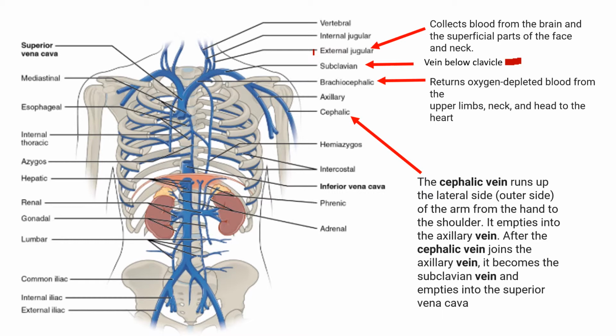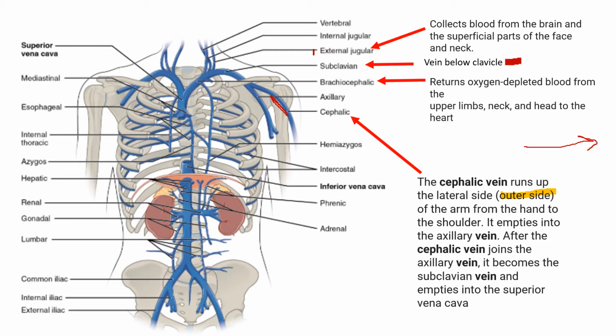All right. The cephalic vein runs up the lateral side, and when we talk about lateral, we're simply talking about the outer side, going towards the outer portion, almost like in football. If someone gets a lateral, you're pitching the ball to a player who's on the lateral side of the quarterback. So the lateral side of the arm, from the hand to the shoulder. It empties into the axillary vein right here.